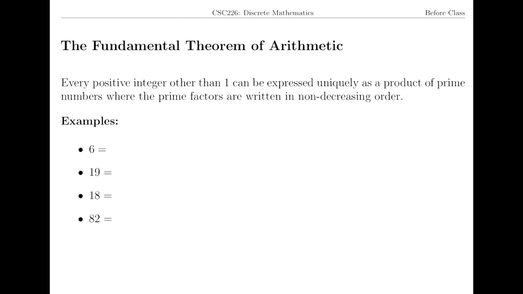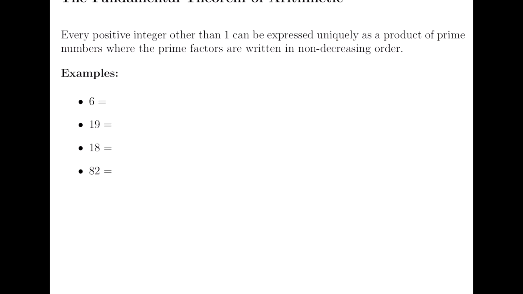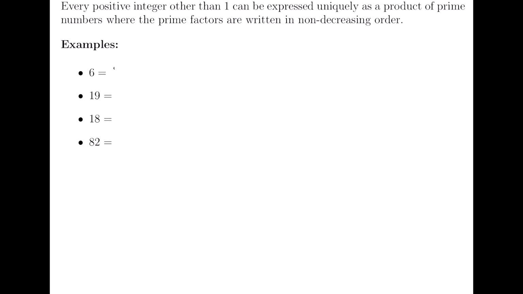The next really important idea in numbers is the fundamental theorem of arithmetic. This theorem is every positive integer other than 1 can be expressed uniquely as a product of prime numbers when the prime factors are written in non-decreasing order. So taking a look at a couple of examples, I have 6. I'm going to write that as 2 times 3. Next, I have 19. Well, 19 is prime, so this is literally just 19. 18 is going to be 2 times 9, but that's not prime factored, so it's going to be 2 times 3 times 3. 82 is 2 times 41.